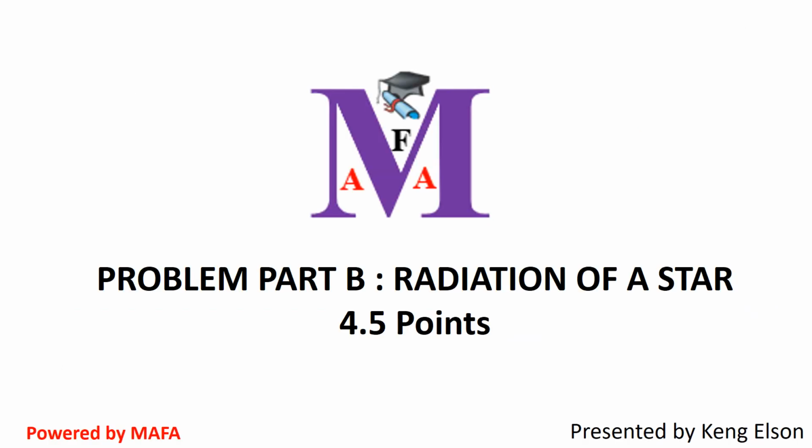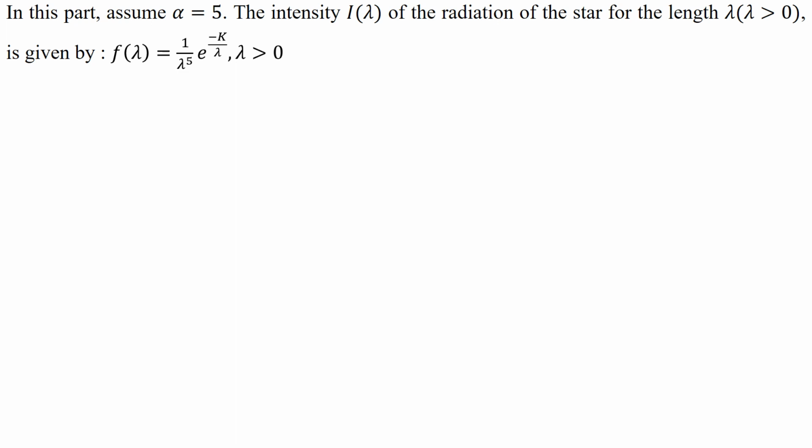Alright, so we are going to move to problem part B, which is radiation of a star. It was allocated 4.5 points. So we continue with the next part of the equation. In this part, assume alpha to be 5.